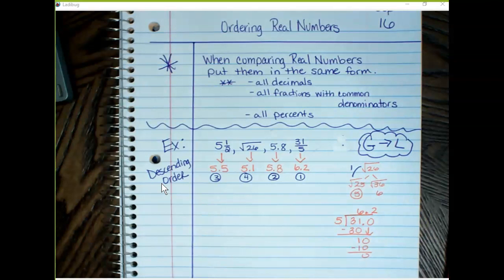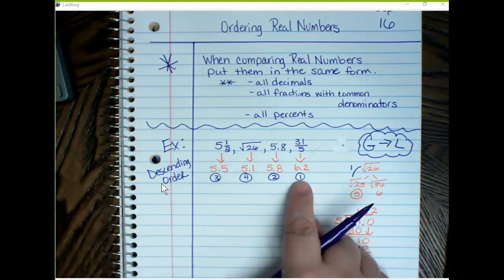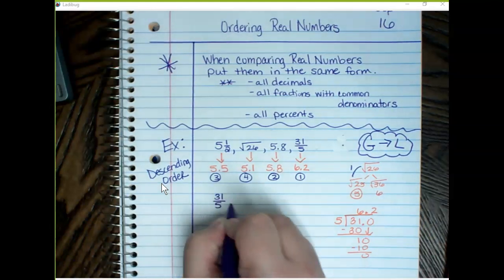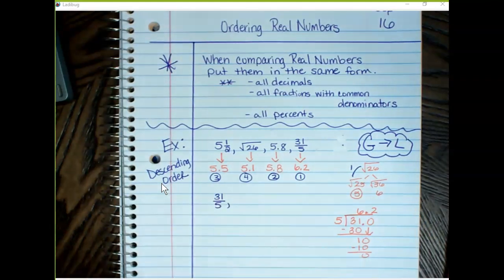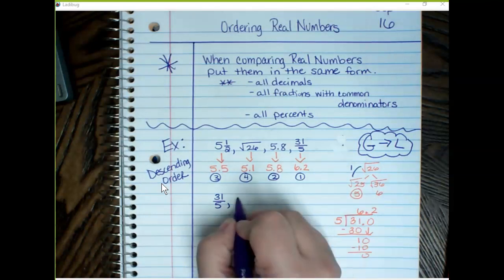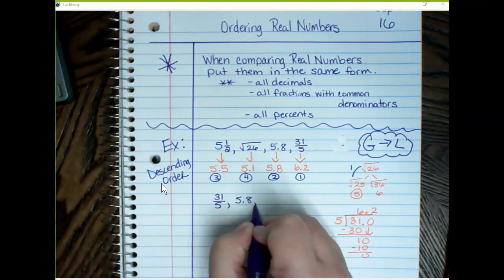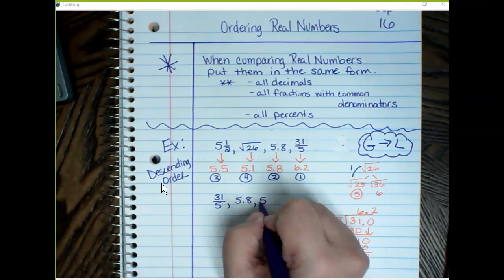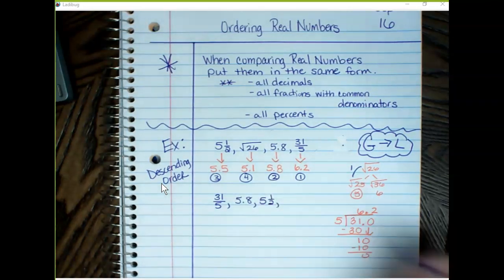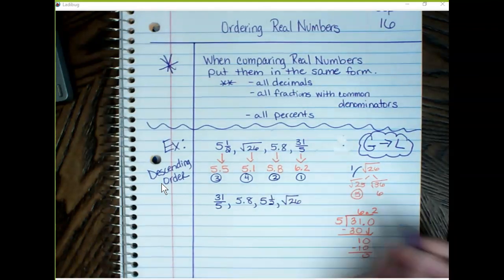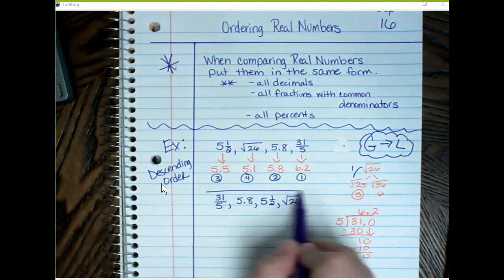So, first place, what was its original form? All right, write it down, 31 over 5. Second place, what's its original form? 5.8. Third place, you got it, 5 1/2. And then last place, square root of 26. Final answer, put a box around it.